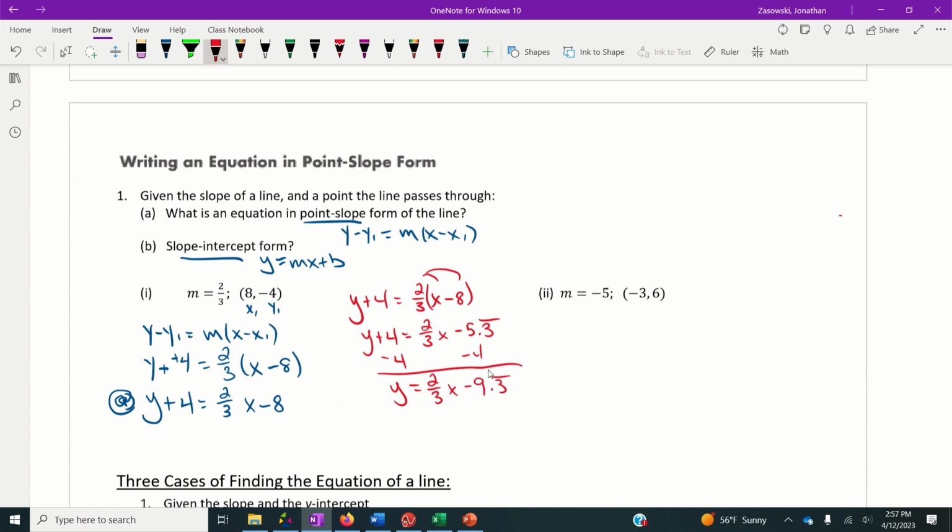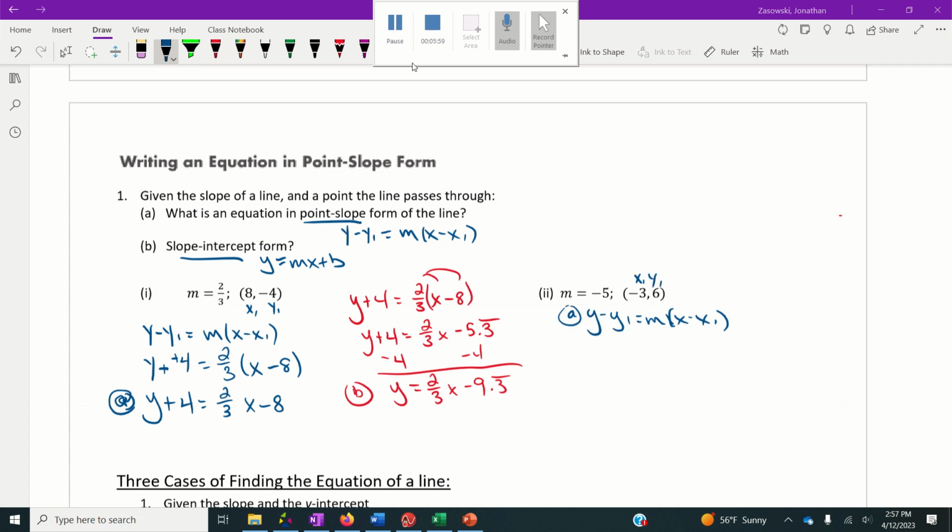And that is the answer to part B. Okay, see if you can try and get point slope form for question number 2 here. Pause it, give it a shot. Okay, hopefully you remembered your formula, and then you just y minus -3, so it's really plus 3, equals our slope, which is -5, times x.